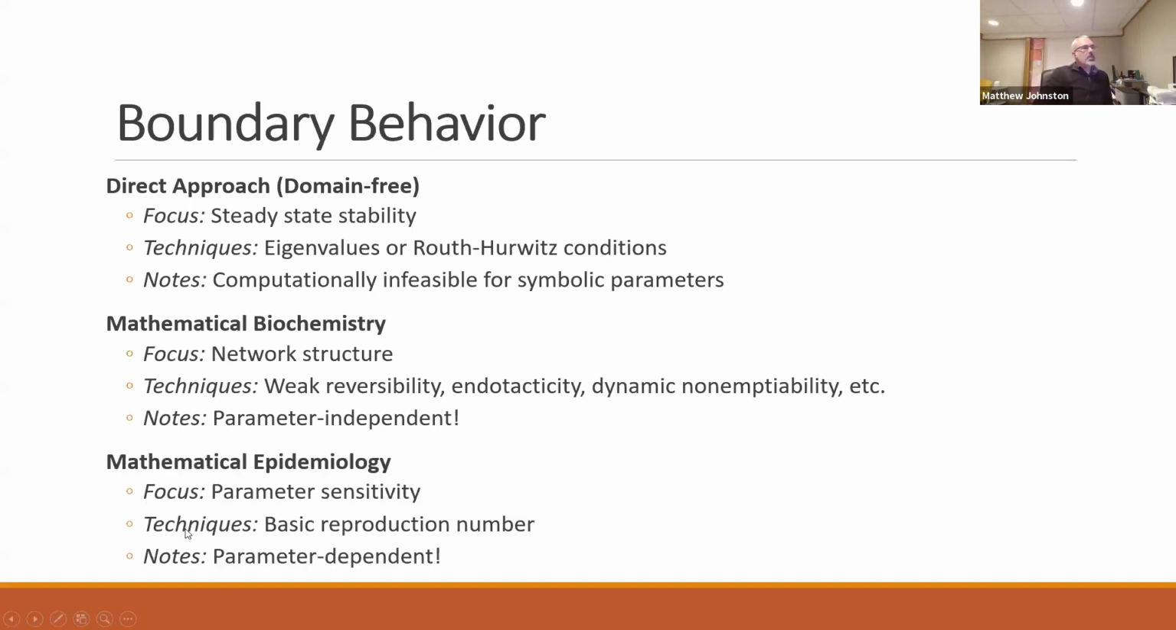In epidemiology, it's a little bit different. The focus there has been heavily parameter dependent. In fact, the focus is on parameter sensitivity. We want to know in epidemiology, when can you drive something to zero, right? We want to drive those I classes to zero, and that's going to depend on the parameters. It's going to depend on the recovery rates, the transmission rates, the relative strengths of maybe different strains or different population groups, heterogeneities, and that sort of stuff.